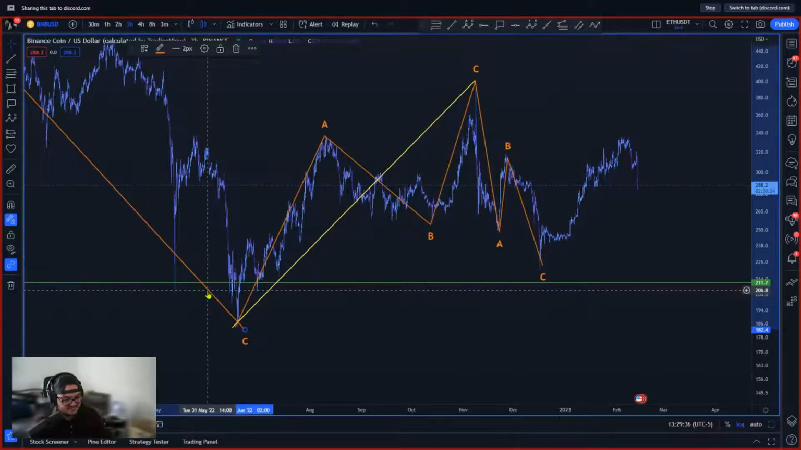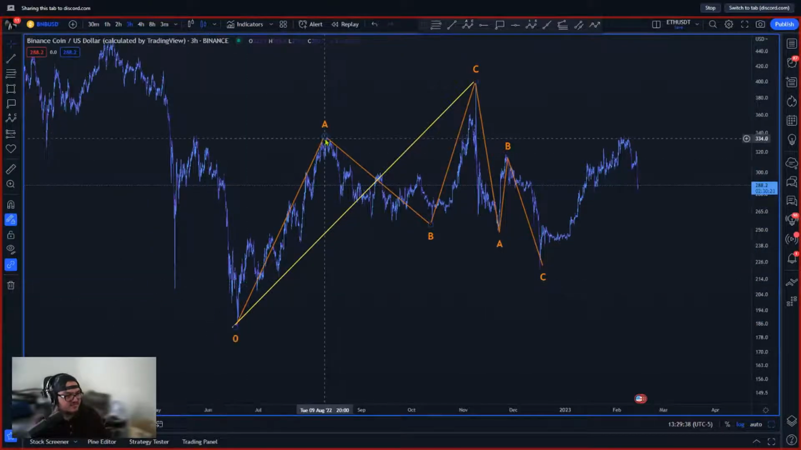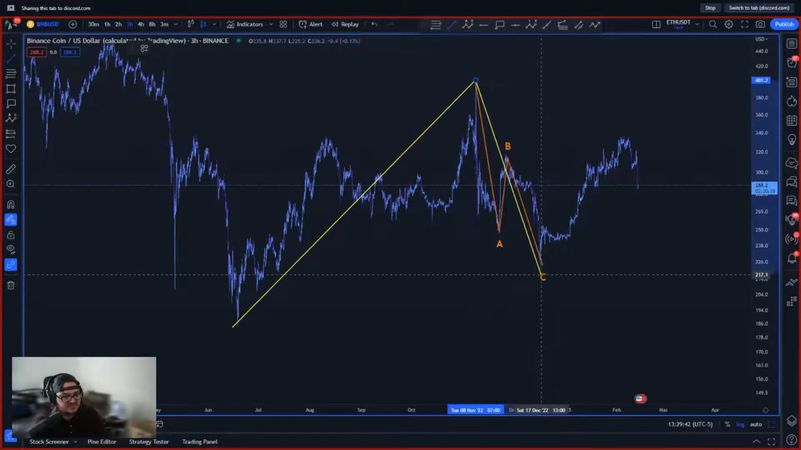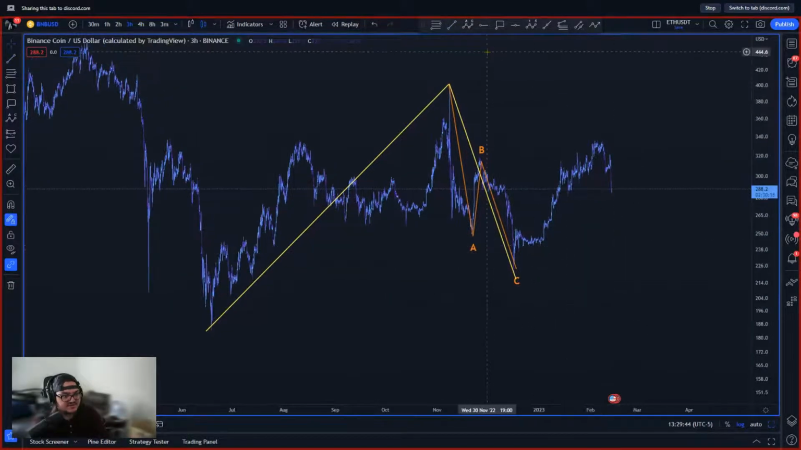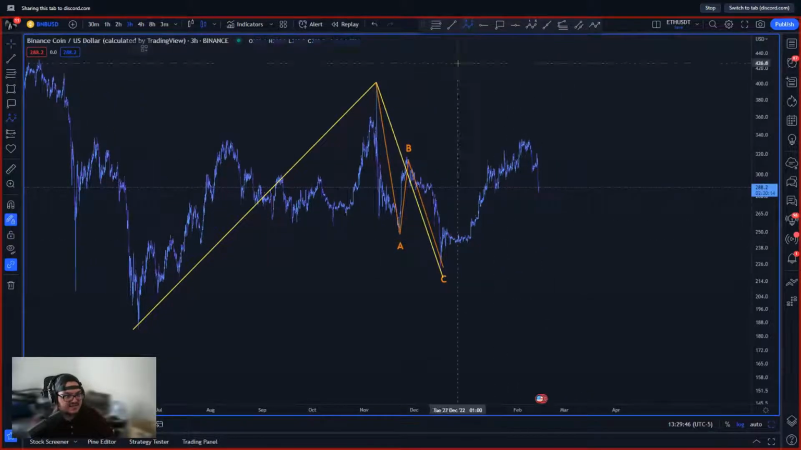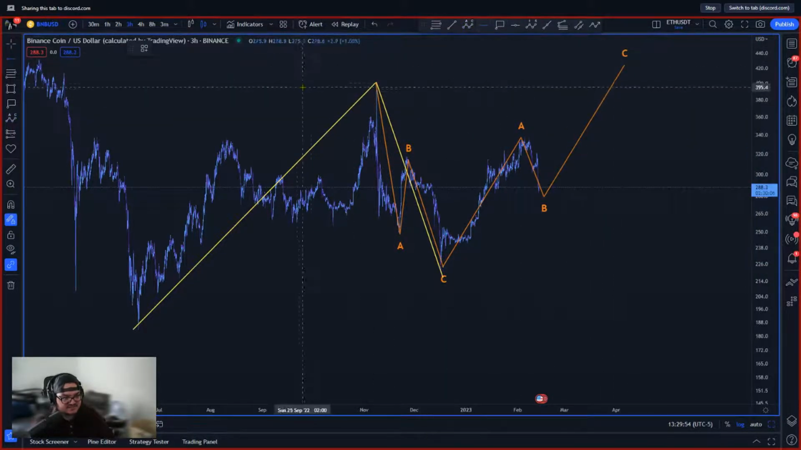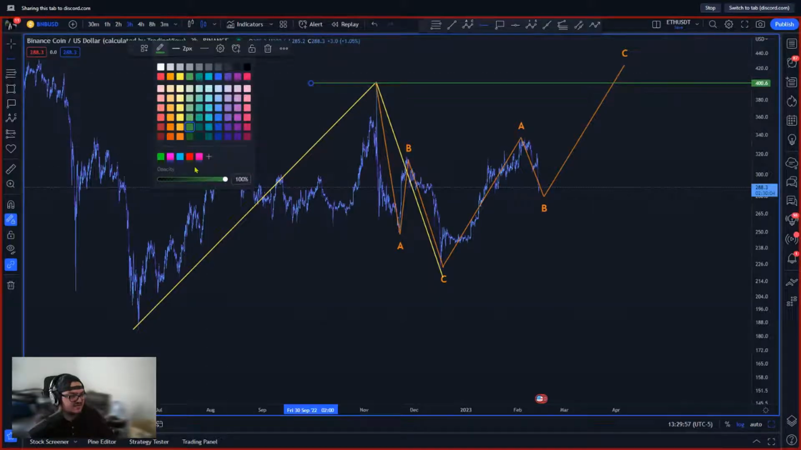Let me just delete some of this off. So we have a larger B wave possibility. And then looks like we're working on another A to a B to a C. And it looks like we probably have to come up and break that high. I would like to see that. It doesn't have to happen, but I would like to see that.